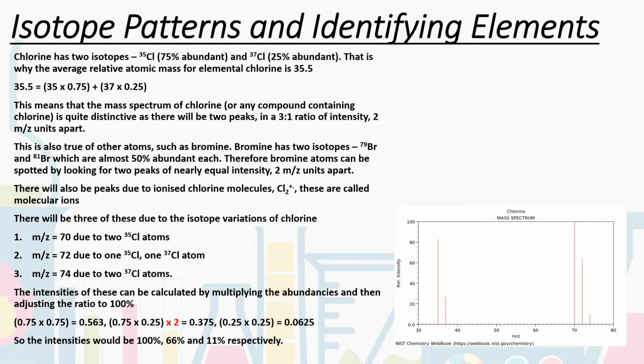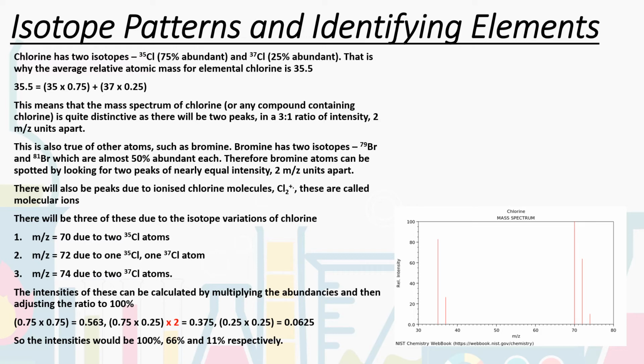And so we do our 0.75 times by 0.25, but this time we have to multiply that by 2 itself, because essentially there's two ways that could happen. There's twice the probability. That comes out then to be 0.375. And then finally, we have the example where they could both be chlorine 37. And so we do our 25% abundant multiplied by 25% abundant, and that gives us 0.0625.